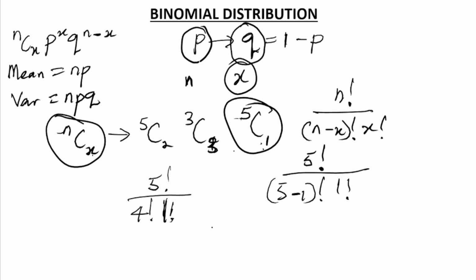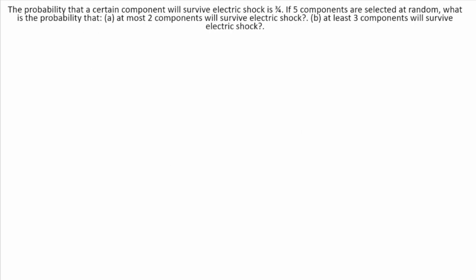So this 5 factorial can be reduced to 5 times 4 factorial, divided by 4 factorial multiplied by 1 factorial, which still gives you 1. So 4 factorial cancels 4 factorial. Then we have 5 divided by 1, which automatically gives us 5. So this is how to go about solving anything regarding combination. Okay, so now let's talk about this question here.